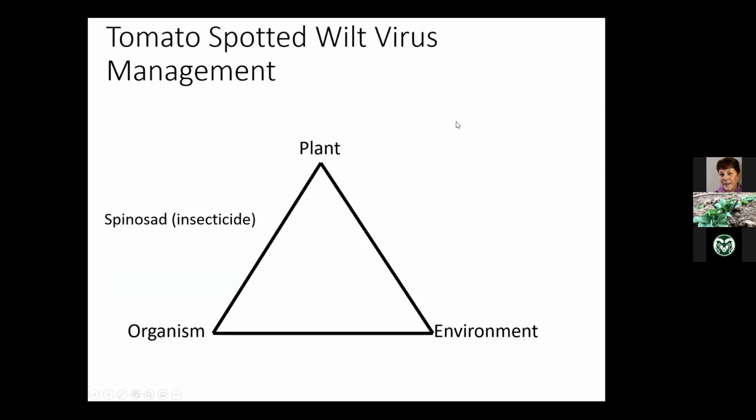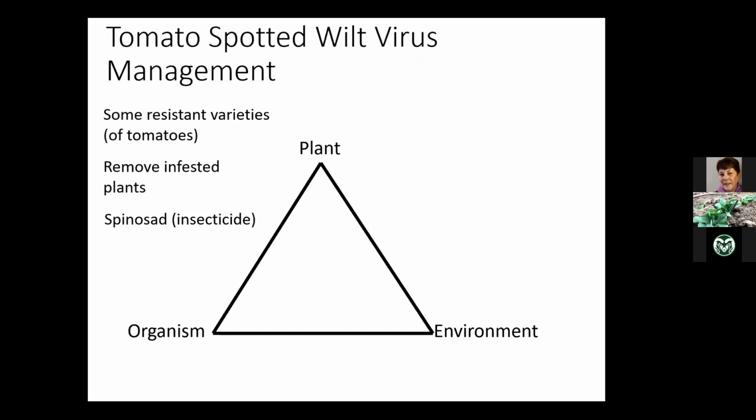So how do we manage this? Well, we can use spinosad, which is an insecticide that's very good for it. And there are some resistant varieties of tomatoes, depending on what you like to grow. I've heard that some of them don't have very good flavor, but I don't know for sure. I've never tried to grow them.